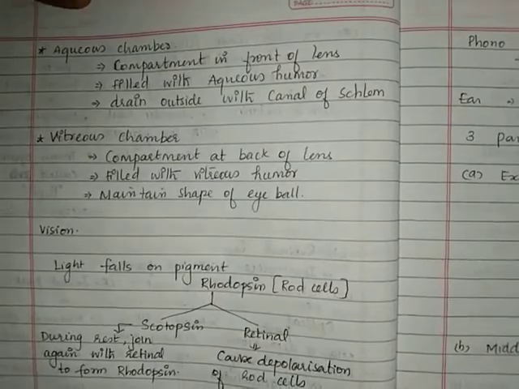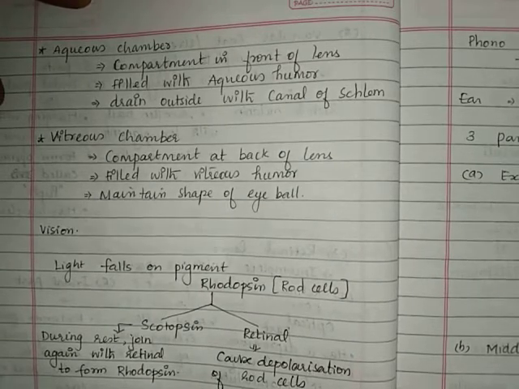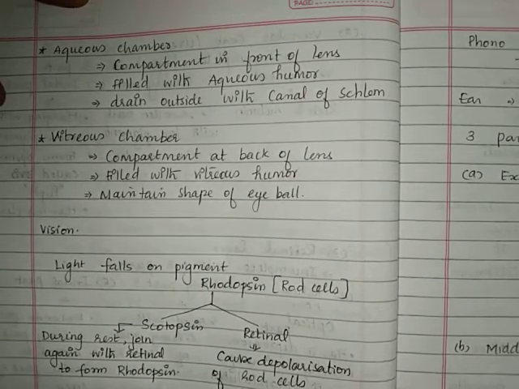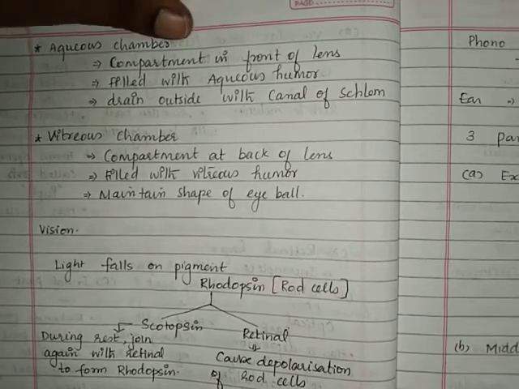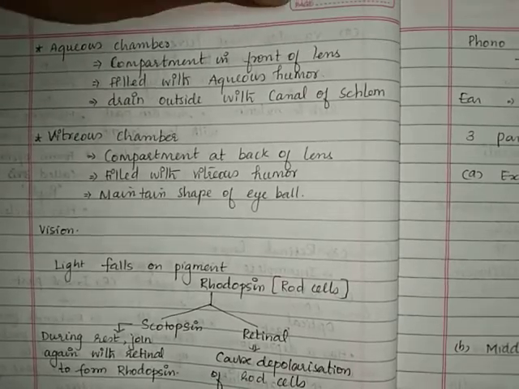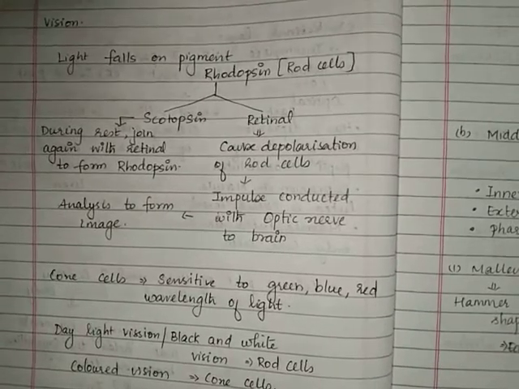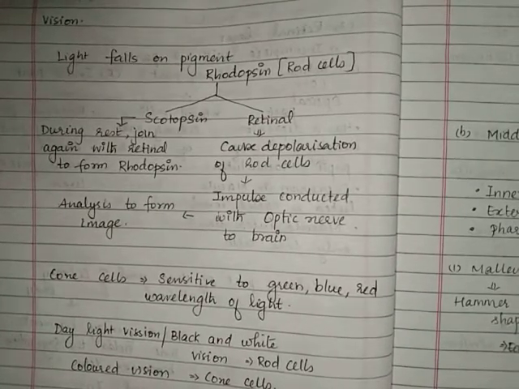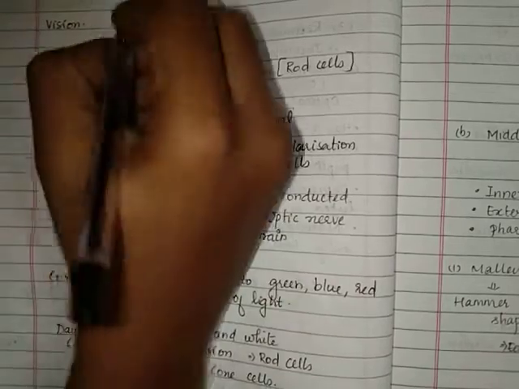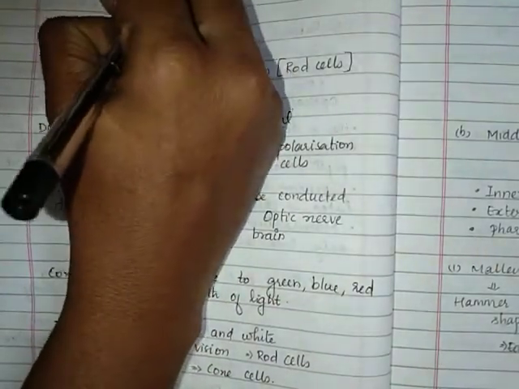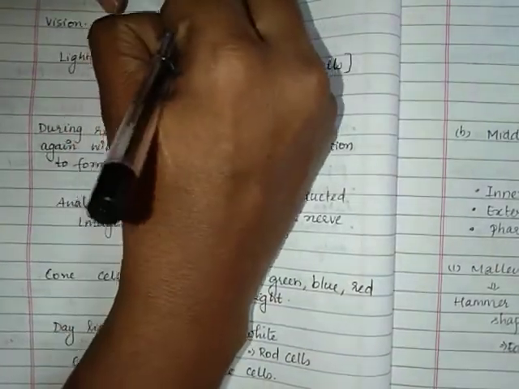And the aqueous chamber and aqueous humor, I have told you about this also: where it is present, what it is filled with, and what the function of those liquids is. And how is vision possible for us? It is mainly because of two different types of cells called rod cells and cone cells present in the retina layer.